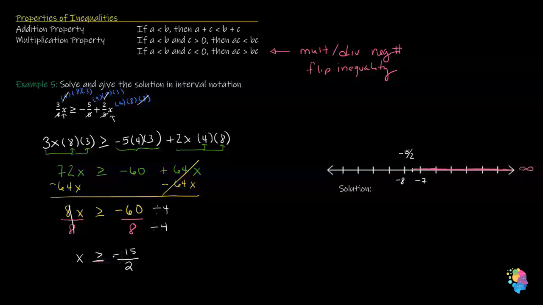And because it has the equal sign underneath it, I'm going to use a square bracket. So my solution, reading my number line from left to right, is going to be from negative 15 divided by 2 to infinity. Since we are including that negative 15 divided by 2, I'm going to put a square bracket. And infinity always takes a parenthesis. And this is the solution.